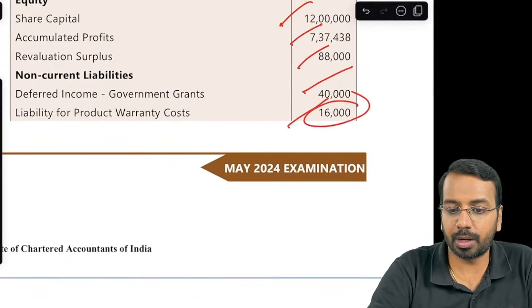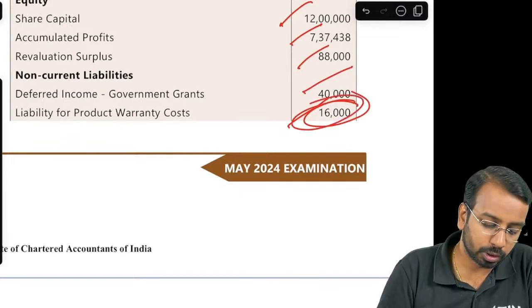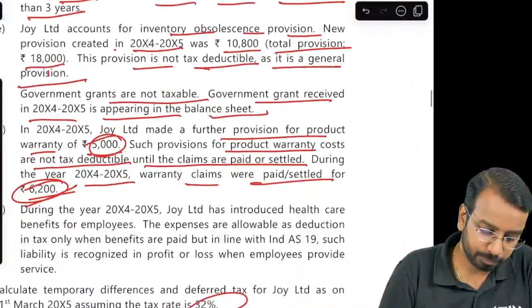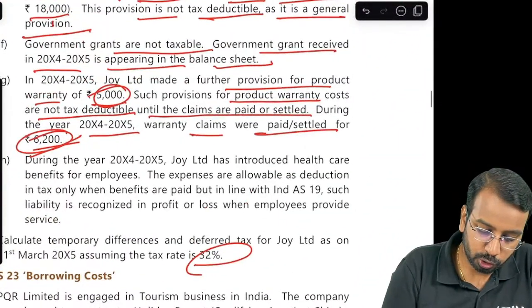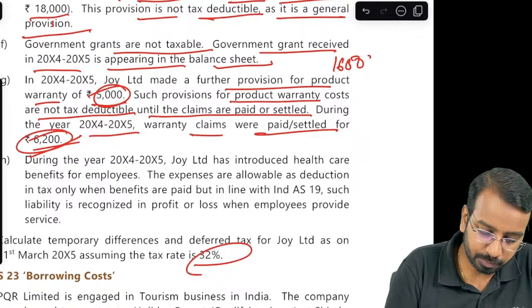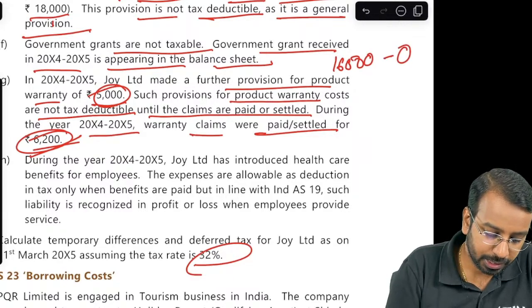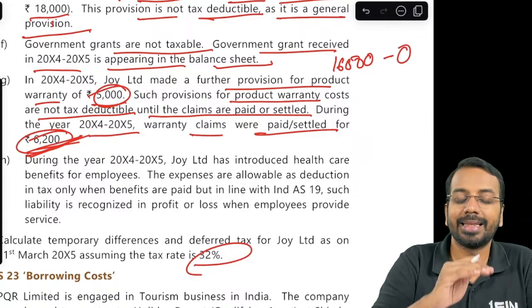Liability for product warranty cost is 16,000. Now that provision, whatever is there totally, will not be allowed. So though you have a liability of 16,000, for tax purposes it is 0 only. Sir, what about this 6,200? That will be actually allowed.